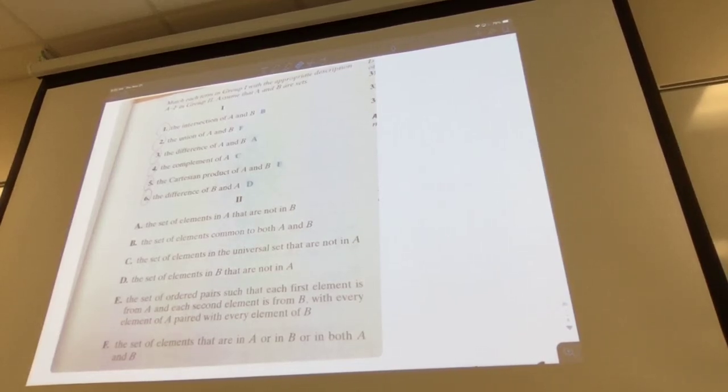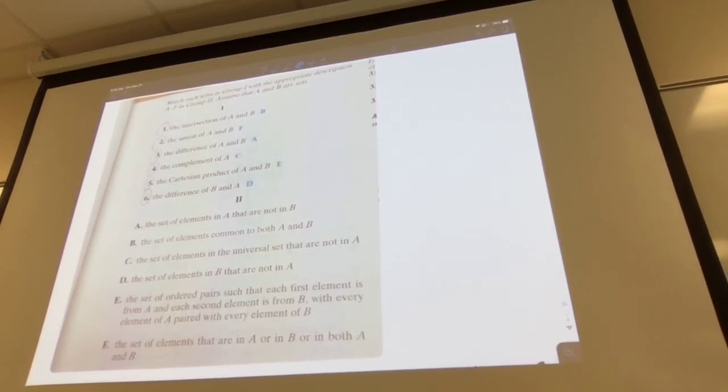5 is the Cartesian product of A and B. Remember we talked about that. That's kind of like the distribute. You take every element, it's an ordered pair, where you take every element in A and pair it with each of the elements in B. And then you keep doing that until you have the Cartesian product. So that one's going to be E.